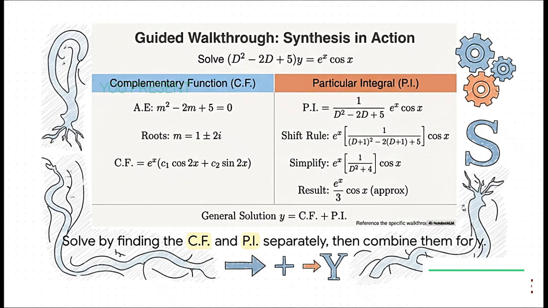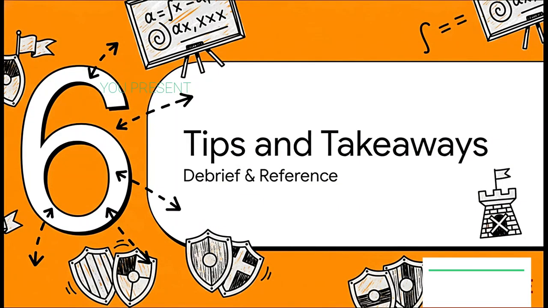Here we use a special shift rule, since q is a product of two functions. We follow the steps, we simplify, and we arrive at our PI. And the grand finale? You just add them together for the complete general solution sitting right there at the bottom. And there we go. We've conquered the problem.